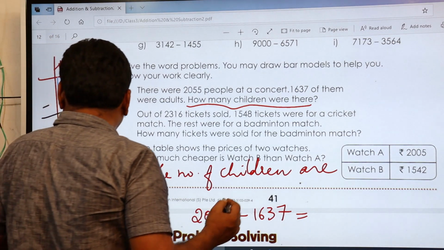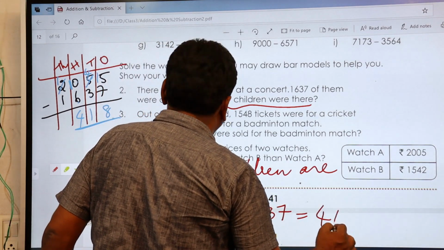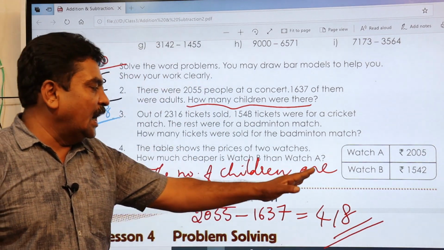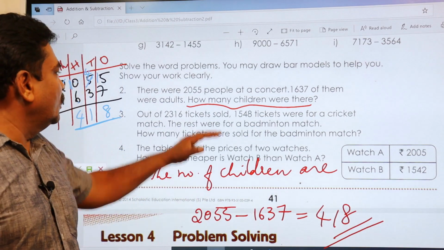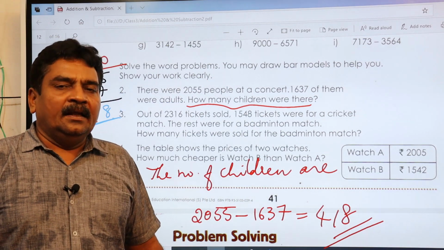418. So you write down the answer as 418. This is your answer. Therefore, the number of children is 418. In this way, you have to write the answer for this question. Now we will go to the next question.